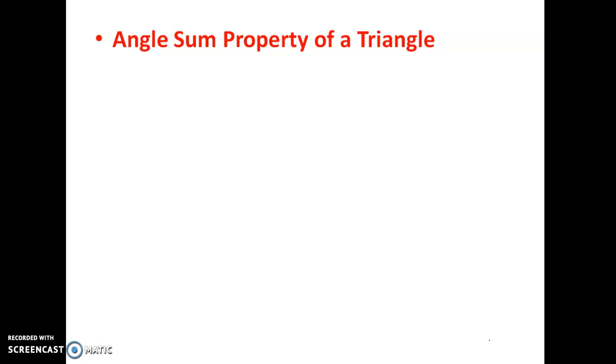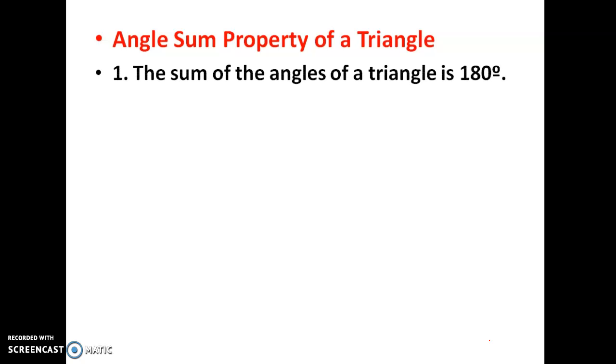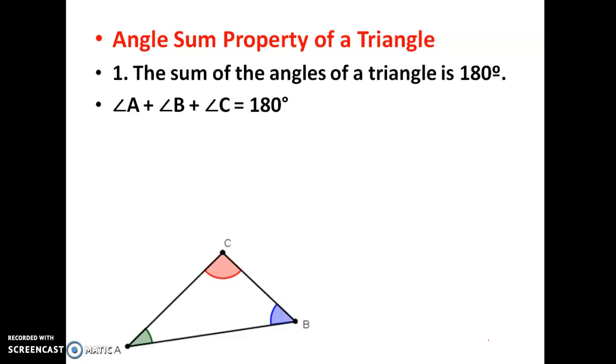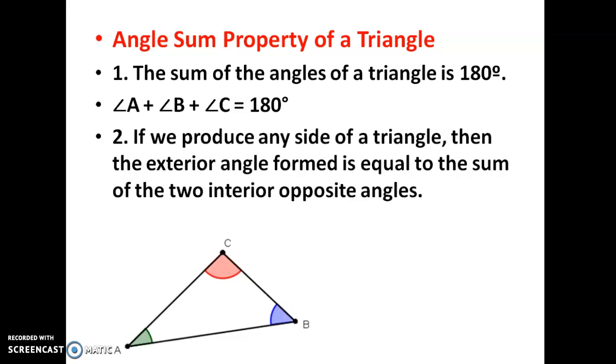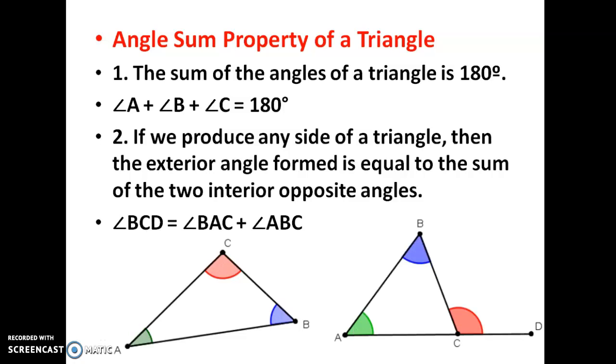Angle sum property of a triangle. The sum of the angles of a triangle is 180 degrees. So this we learnt in the lower class also. The sum of all three angles will be equal to 180 degrees. So suppose let's take this triangle, angle A plus B plus C equal to 180 degrees. If we produce any side of a triangle, then the exterior angle formed is equal to the sum of the two interior opposite angles. This picture you can see.